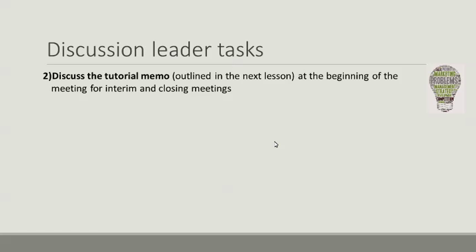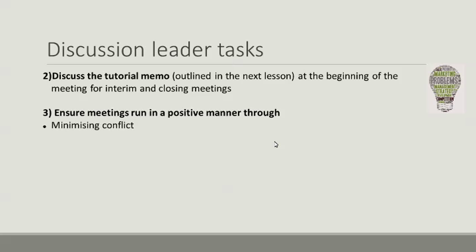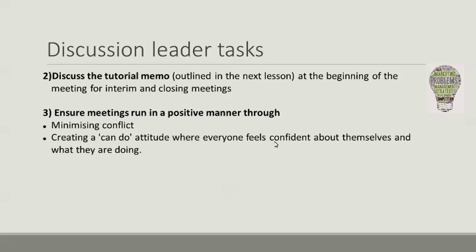They also discuss the tutorial memo. This is outlined in the next lesson, and this should be done at the beginning of the meeting for interim and closing meetings. They should ensure that meetings run in a positive manner through minimising conflict and creating a can-do attitude where everyone feels confident about themselves and what they are doing.